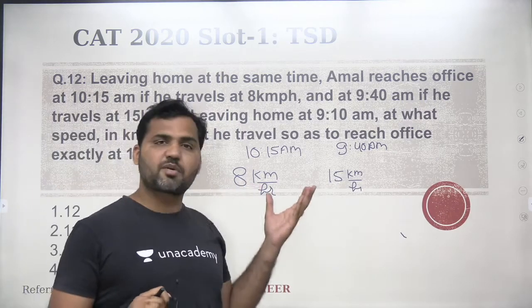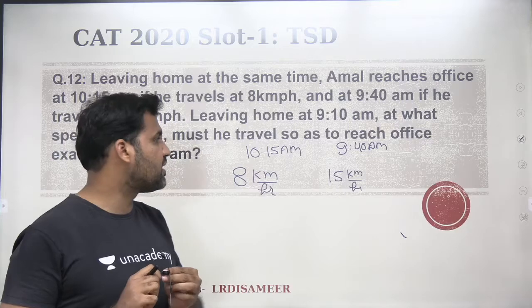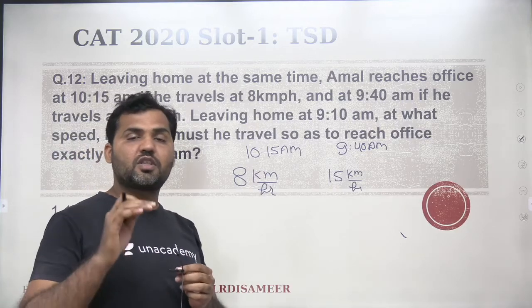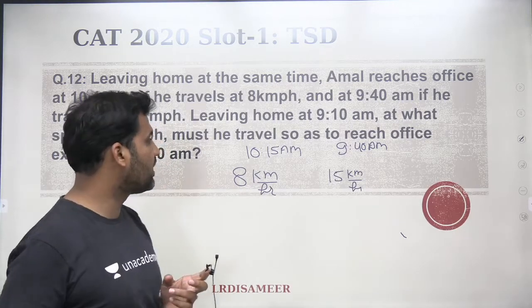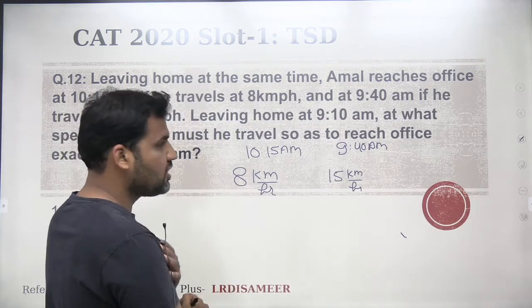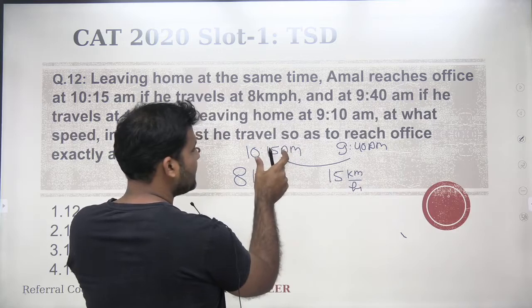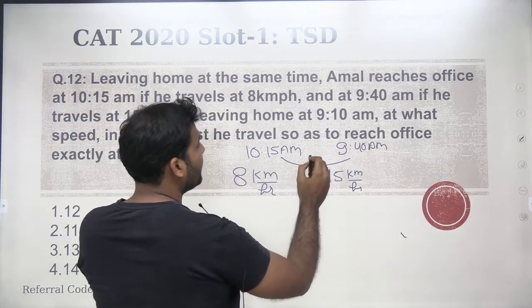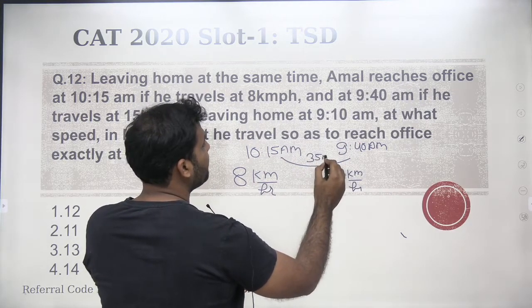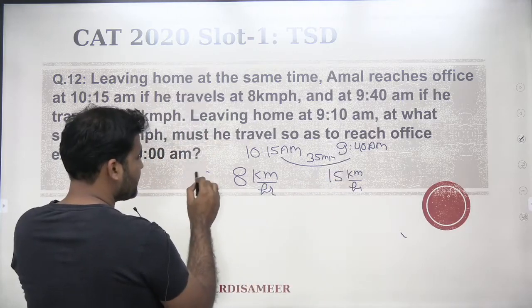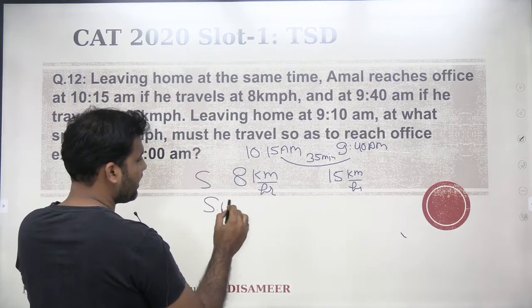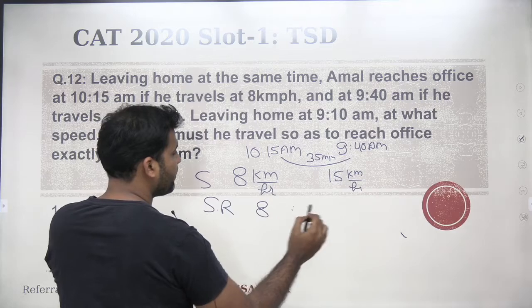You are supposed to use the proportionality concept here of time, speed and distance, without equation, without using any formula. You can straight away solve this question in 2 or 3 lines. You see that the difference in the time 10:15 a.m. and 9:40 a.m. the difference is 35 minutes. This is the speed. That means the speed ratio is 8:15.